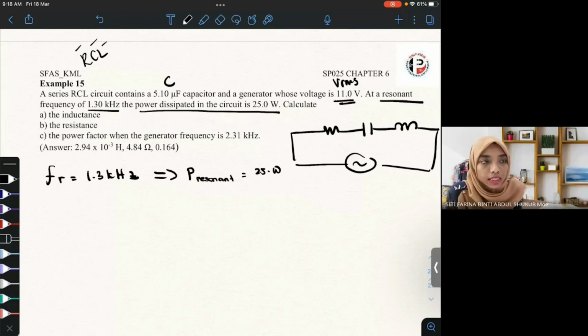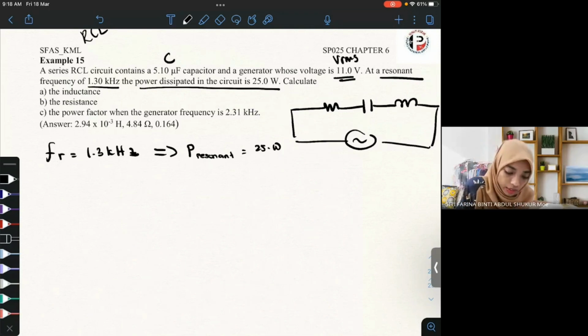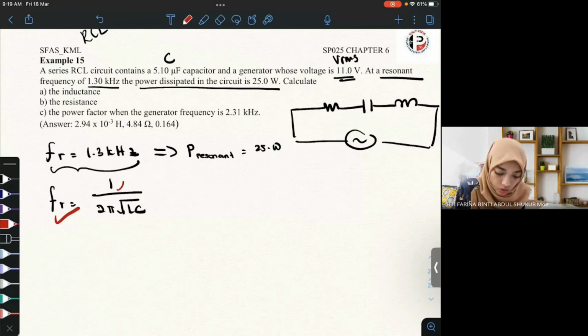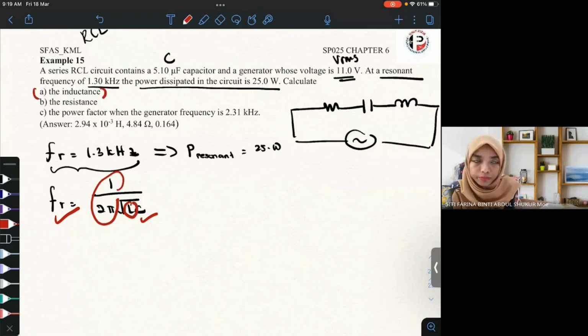Soalan pertama, inductance kamu boleh cari menggunakan kaedah sebab nilai resonant frequency diberi. Resonant frequency adalah 1 over 2 pi square root of LC. As you can see, the value of resonant frequency is given. Ini semua constant. C diberi, boleh cari inductance untuk soalan A. Once you have got your inductance, next dia minta resistance. Okay, macam mana nak cari resistance dekat sini?